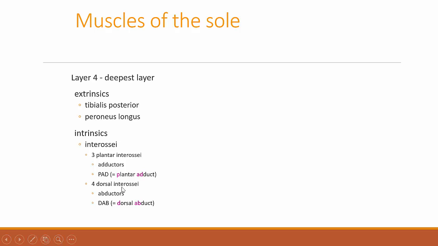We have 4 dorsal interosseous muscles, so these are found slightly more dorsally than the plantar interossei, however they are very close together. The actions of these dorsal interossei can be remembered by remembering DAB, dorsal abduction. So the dorsal interossei muscles, when they contract, will produce abduction.